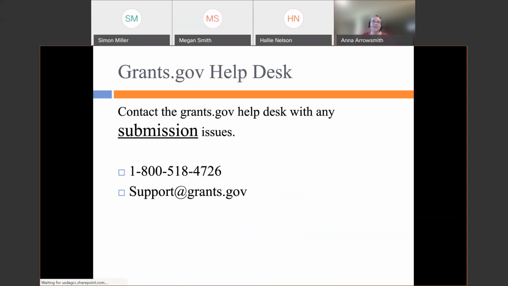Any issues that are related to the actual submission process for your application will be handled by the grants.gov help desk. So as much as I would love to be able to help you and walk you through it, please don't reach out to me for these types of questions, as it'll just delay you getting the help you need. You can contact grants.gov, and you can reach them via this phone number or email that are on your screens.